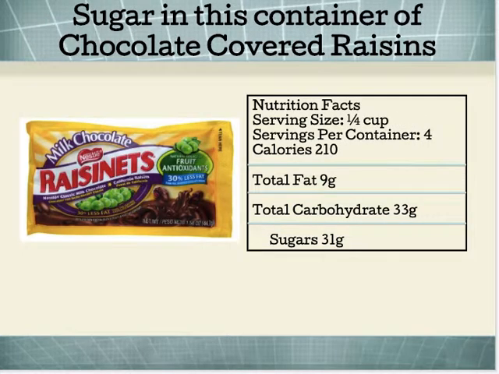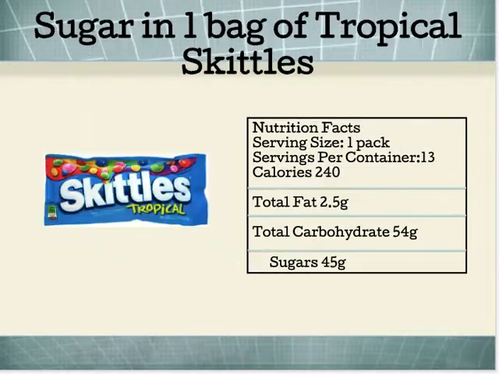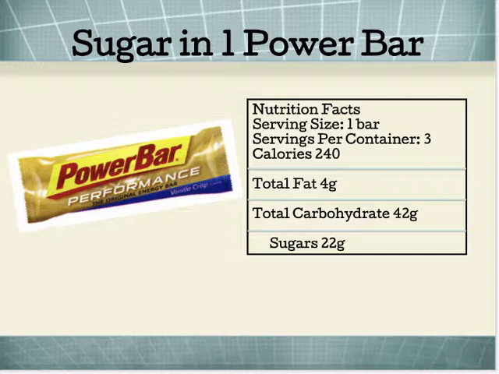This serving size is 4 for the chocolate covered raisins, so multiply the sugars by 4 and then divide that number by 4 to get your teaspoons of sugar. That one will be an interesting one. The serving size for the Skittles, now be careful on this one because there's 45 grams. However, there are 13 servings in this container. So multiply by 13, then divide by 4. Moving on to the Power Bar, 22, but there's 3 servings, so do that math.